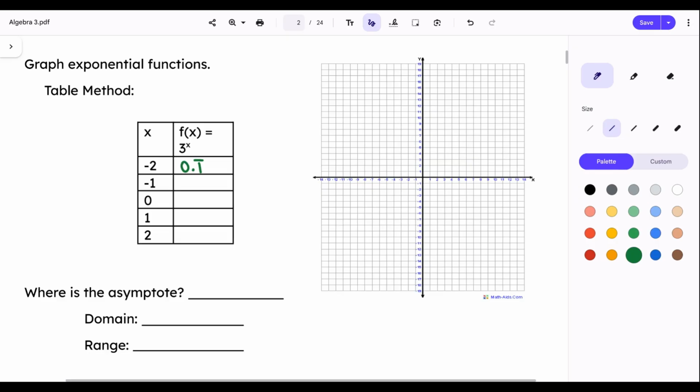So the next one is -1. It's at 1/3, which would be 0.3 repeating. 0 is at 1. What's 1 at? 3, and 2 is at 9. Good. All right. So let's go ahead and graph this here. So I'm just going to have to estimate to the best of my ability for some of those beginning numbers because they are really small.